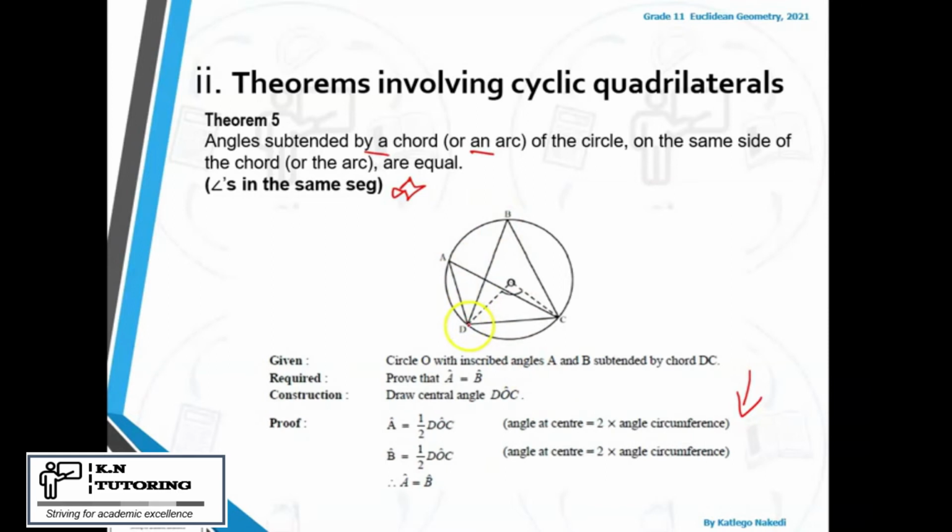They say angle subtended by a chord. So this is a chord. It subtends an angle here, A. The same chord subtends an angle there, B. So these angles will be equal.